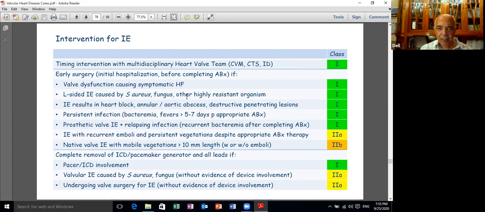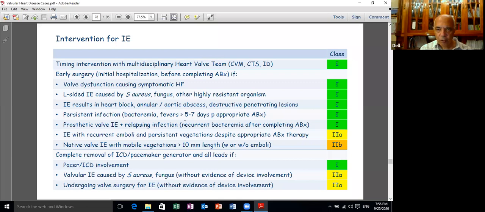Or if you get a resistant organism like Staph aureus or a fungal infection, or if you get massive destruction of the cardiac tissue with the production of heart block, annular or aortic abscess, or penetrating lesions, or if there is evidence of persistent infection lasting for a week after appropriate antibiotic therapy, or even after the control of the bacteremia you get a relapse of the infection, or if you get persistent vegetations despite appropriate antibiotic therapy with recurrent emboli. So all of these are class 1 indications.